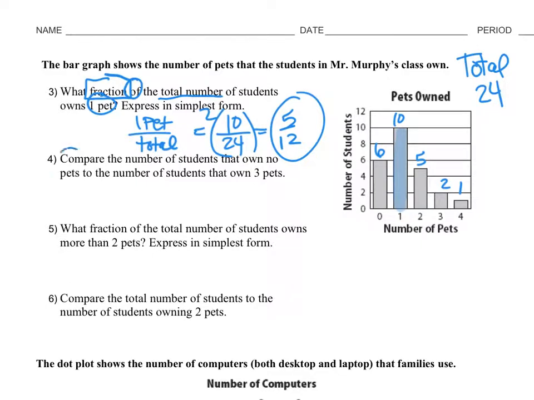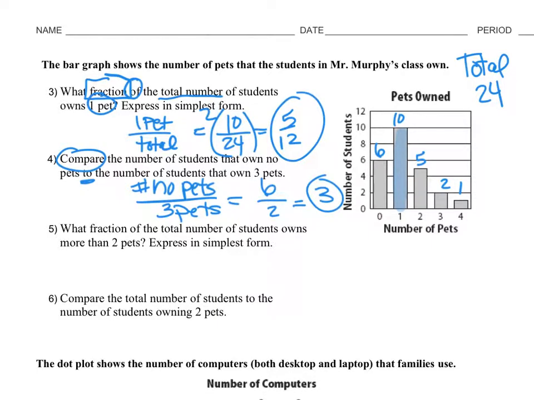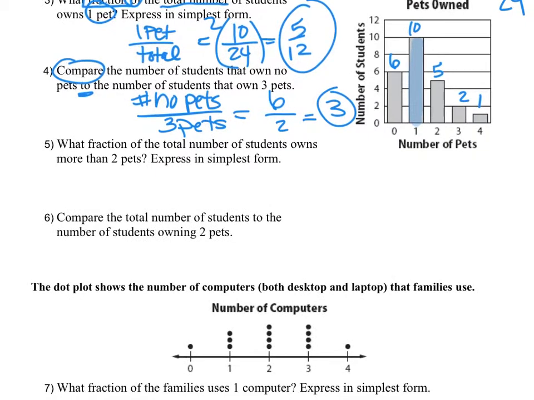So we know we're going to divide. Whatever it tells you first goes on top of your ratio. So compare the number of students who own no pets to the number of students that own 3 pets. Okay? So whatever it tells you first is going to go on top. So no pets was 6, 3 pets, 2. So in its simplest form, you're dividing, and it would be 3. So 3 times as many people have no pets as have 3 pets.